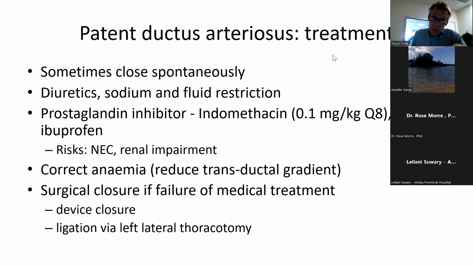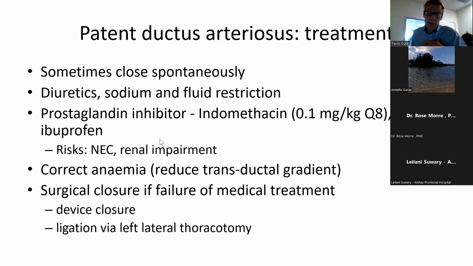Sometimes PDAs will close spontaneously, but other times we just have to use the same sorts of treatments that we do for a VSD. So diuretics, sodium and water restriction, optimizing nutrition. For preterm babies, you can try indomethacin. That works well to close the duct in preterm babies. So either indomethacin or ibuprofen will work in most cases, more than half the cases.